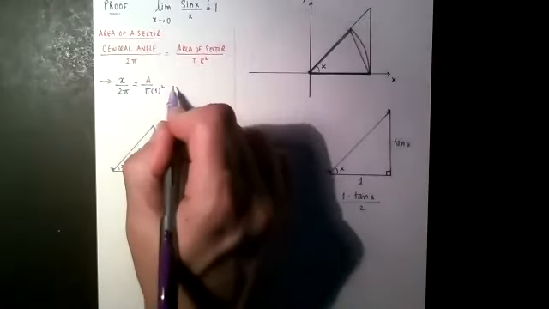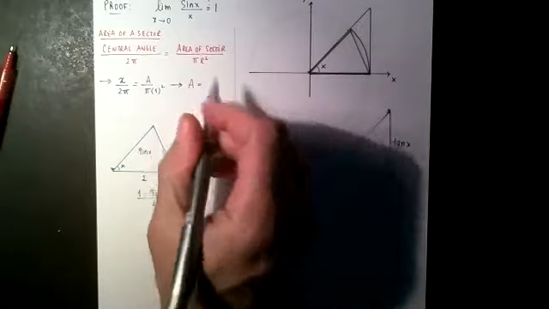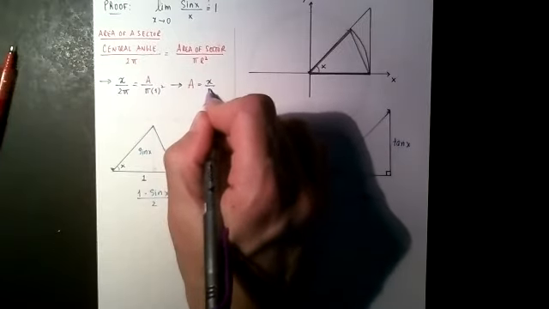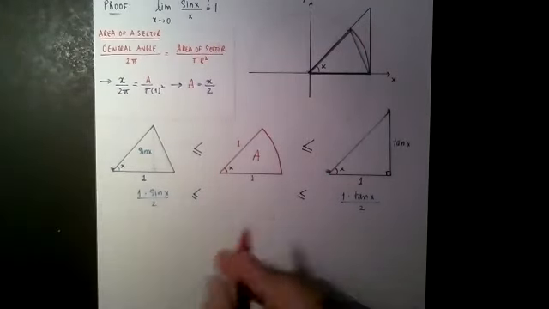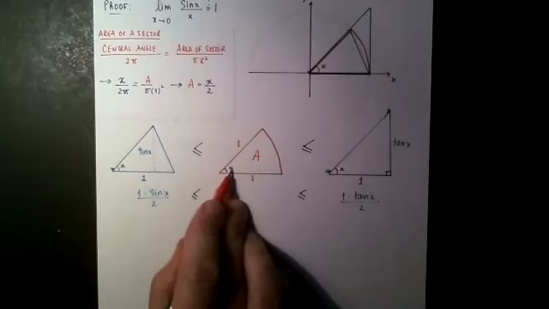So now I could isolate A. So what's my area? Well, cross out the pi's and you're left with x over 2. And so I found the area of the sector is exactly x divided by 2.